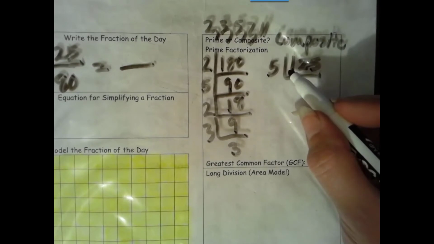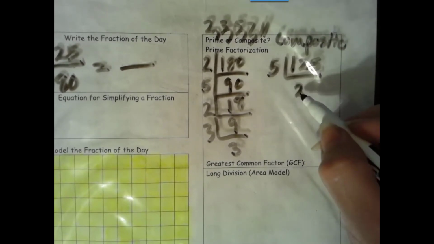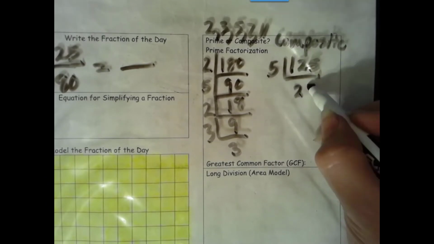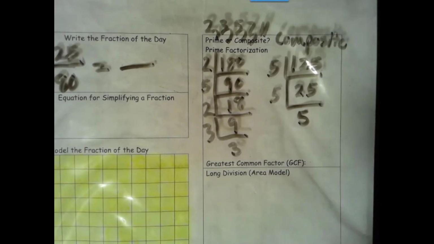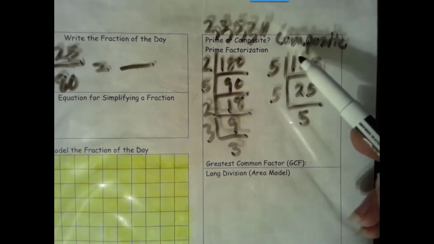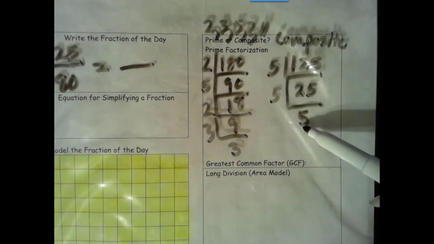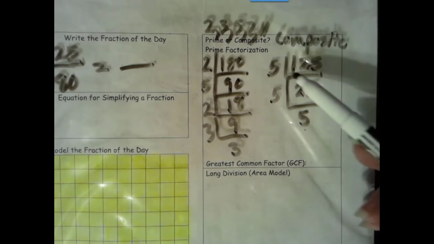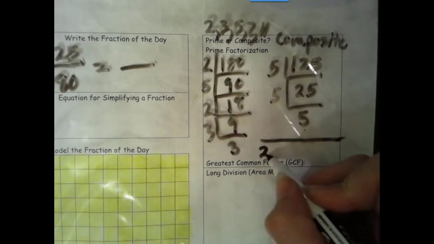Here, 5. I can get 2 groups of 5 out of 100, and 5 groups of 5 out of 25. Okay, 5 and 5. So see, I have 5 times 5 times 5. This is actually called a perfect cube when you have 3 of the same factors that multiply to make it. So 125 is a perfect cube.